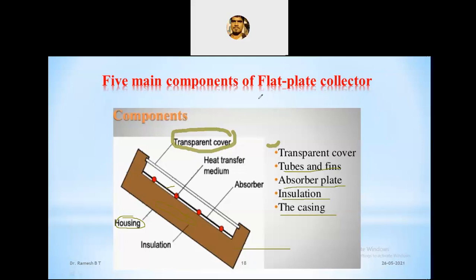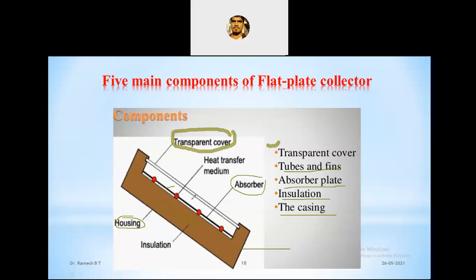Next is the absorber plate, normally a metallic one. The absorber plate is either metallic or has a black surface. You can see this is the absorber, which is always black in color, or a black surface, although a wide variety of other materials can also be used.